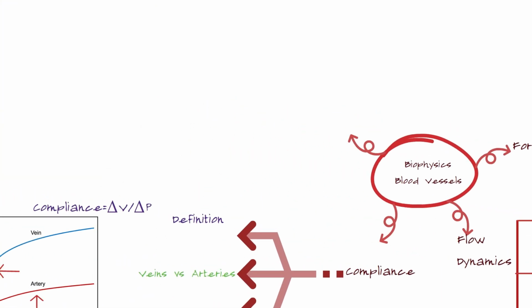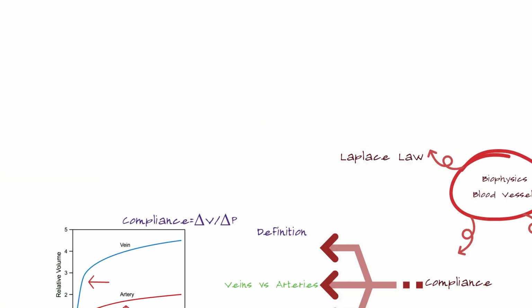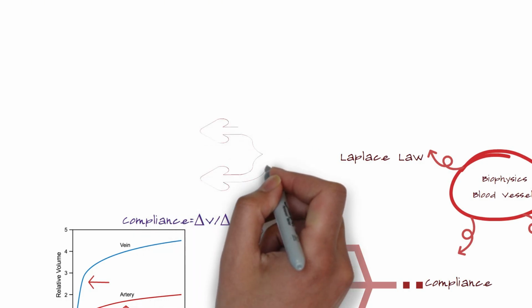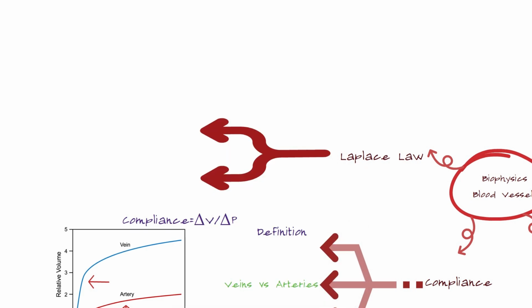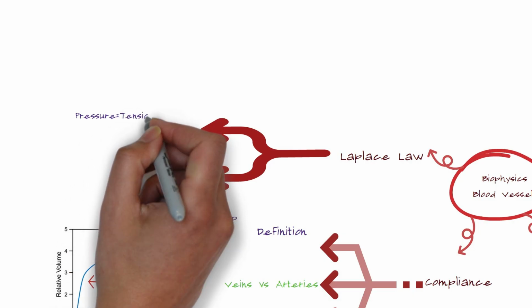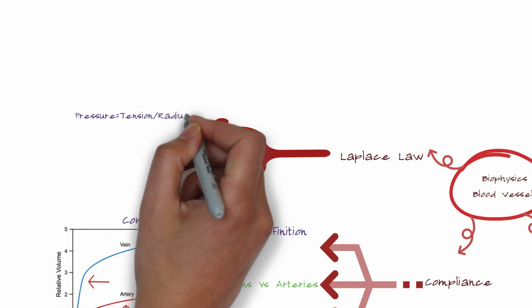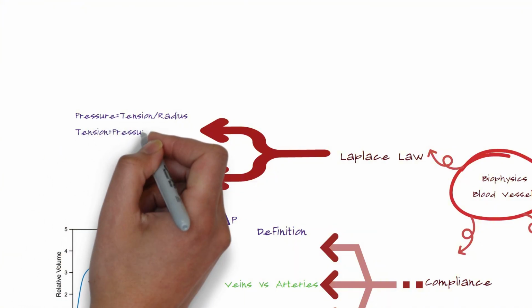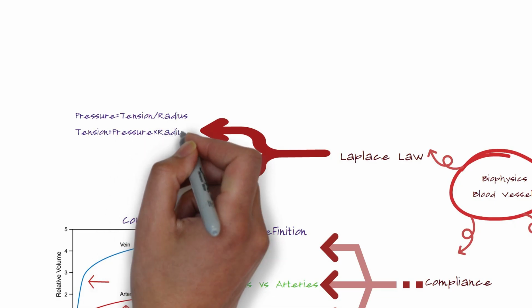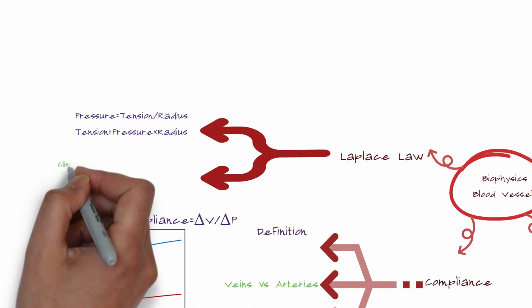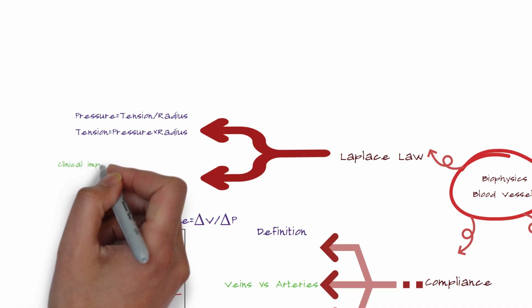The Laplace law states that the pressure equals tension over the radius, or the tension equals pressure multiplied by the radius. This law is important because it explains why the capillary does not rupture despite changes in pressure and exposure to high pressure. The radius is extremely small, and since tension equals pressure multiplied by the radius, the small radius results in very low tension.